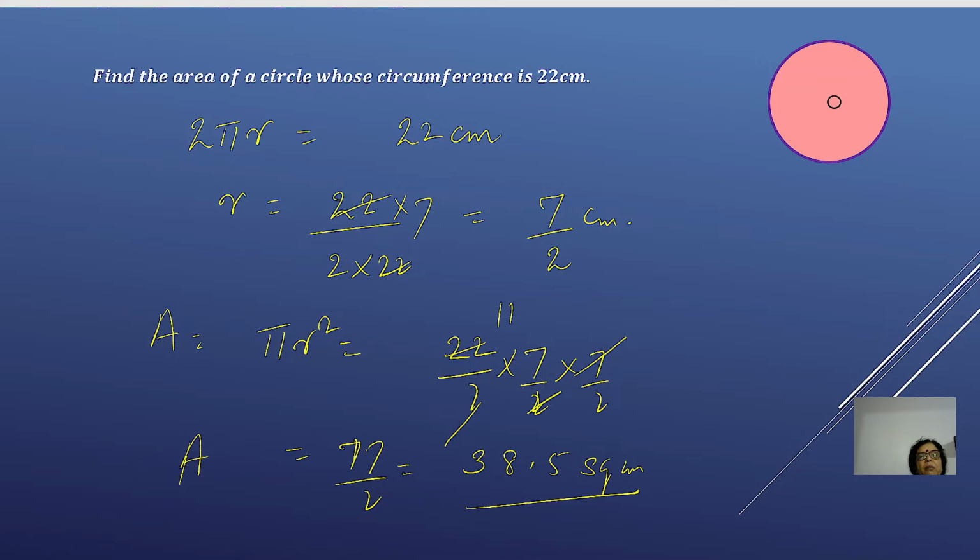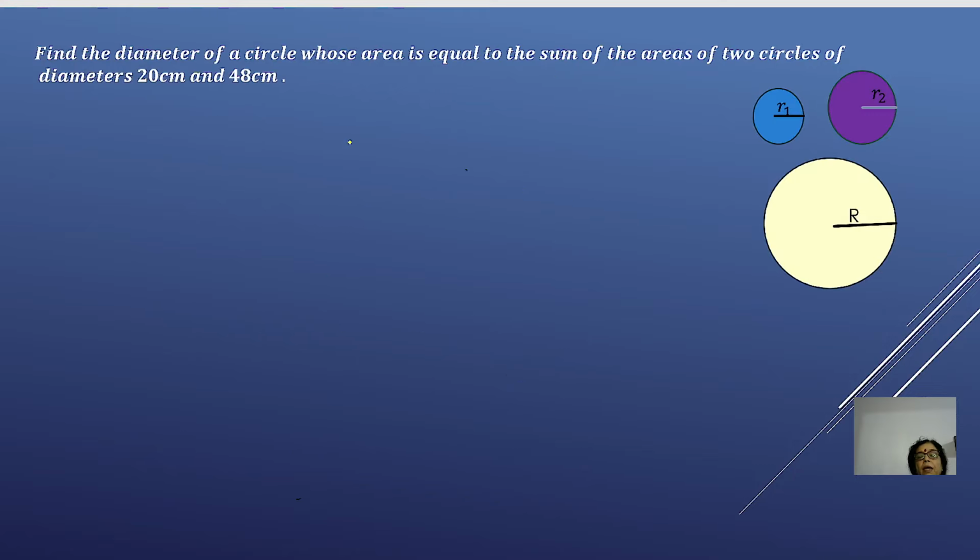38.5 square centimeters. Next question is, find the diameter of a circle whose area is equal to the sum of the areas of two circles of diameter 20 centimeter and 48 centimeter. So here we have to take into consideration three different circles of three different radii. The first one has a diameter of 20 centimeter, that means radius is 10 centimeter. The second one has a diameter of 48 centimeter, that means the radius is 24 centimeter.